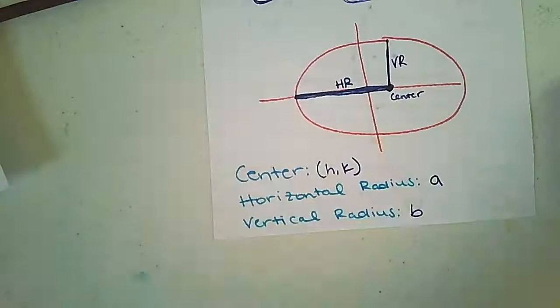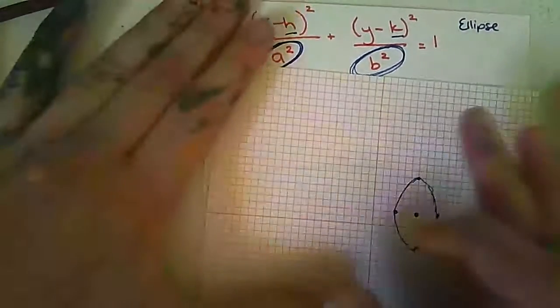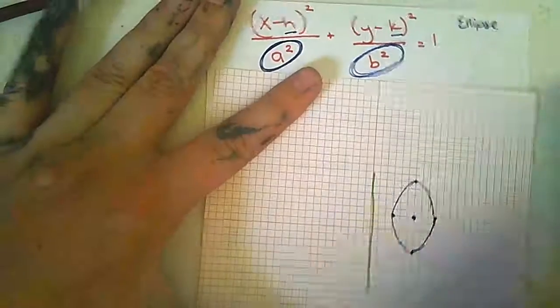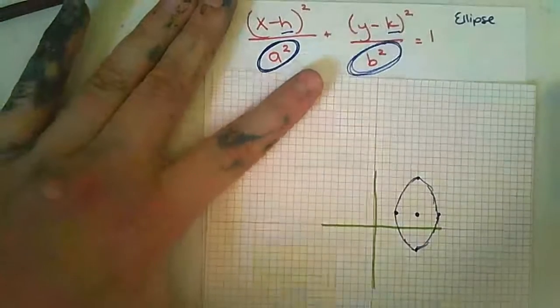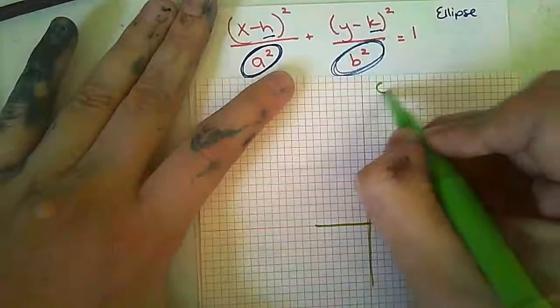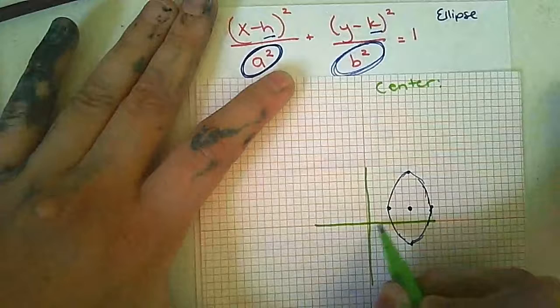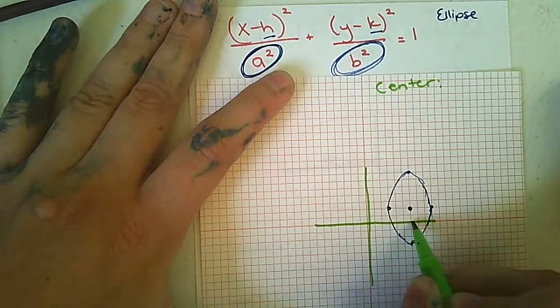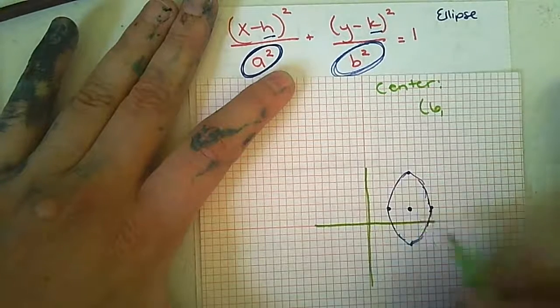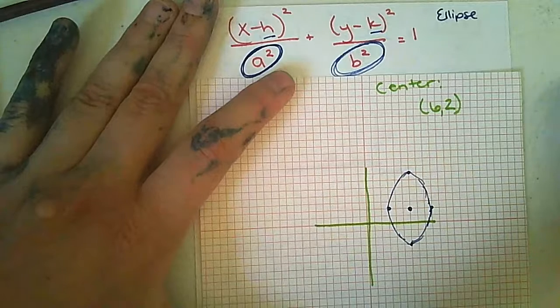All right, let's do that same thing, except this time I'm going to give you a picture. So here is my graph. Again, first thing, let's figure out what our center point is. Our center is right here. So 1, 2, 3, 4, 5, 6, and then up 2. So our center is the point (6, 2).